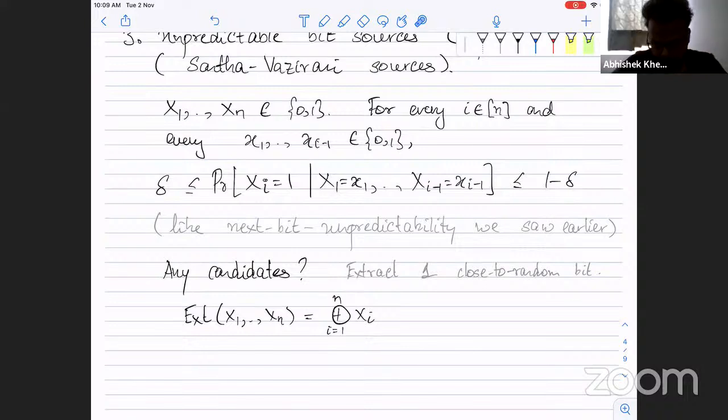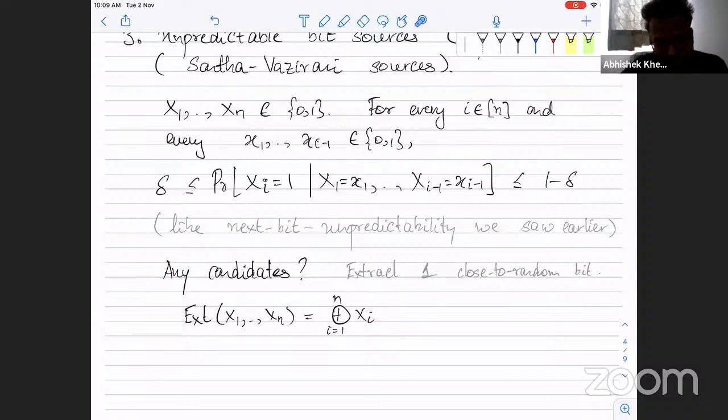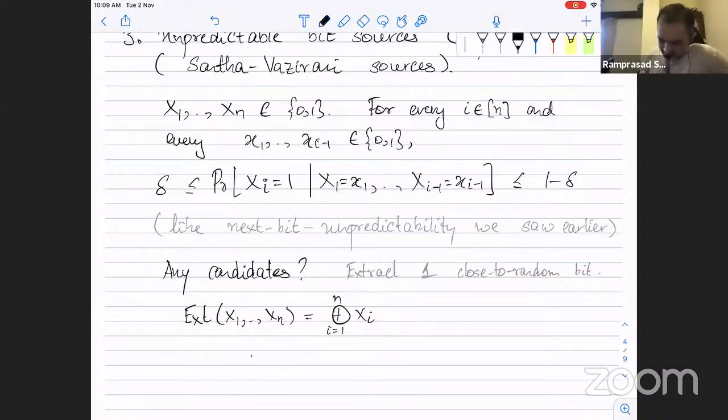Yeah, so we can couple them so that the nth one is the right one. You set up the nth guy such that the probability of you seeing the parity that makes this equal to 1 is as high as possible. So the answer is no, this is not an extractor.